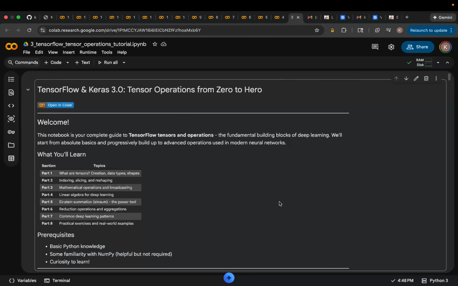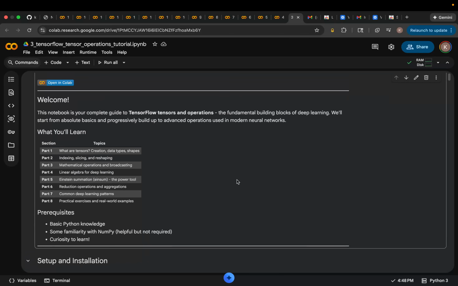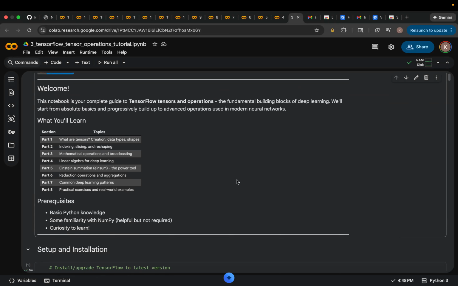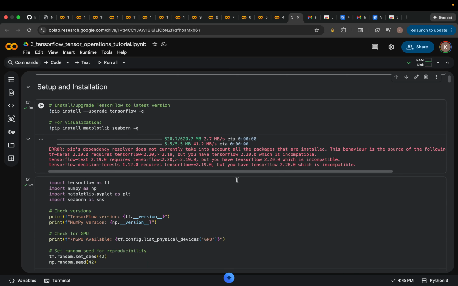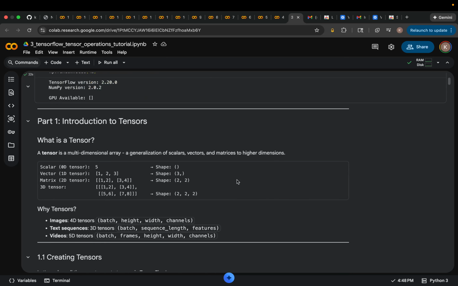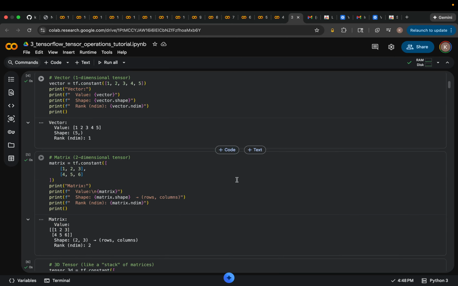Okay, so let's come to the third notebook, which is TensorFlow and Keras. We have already learned about TensorFlow and Keras in short. Now let us take a deep dive. If PyTorch is your go-to, TensorFlow might look unfamiliar, but the tensor operations are almost identical. This notebook is the TensorFlow equivalent of the PyTorch tensors notebook.